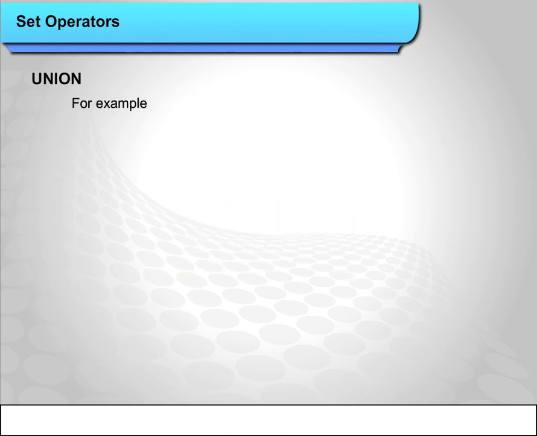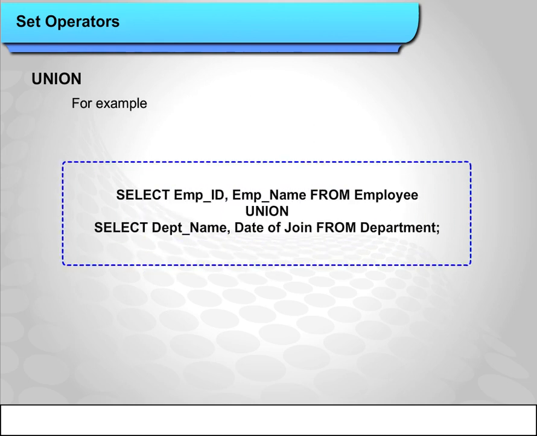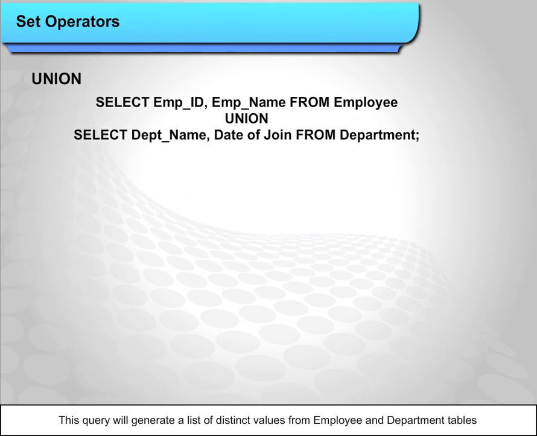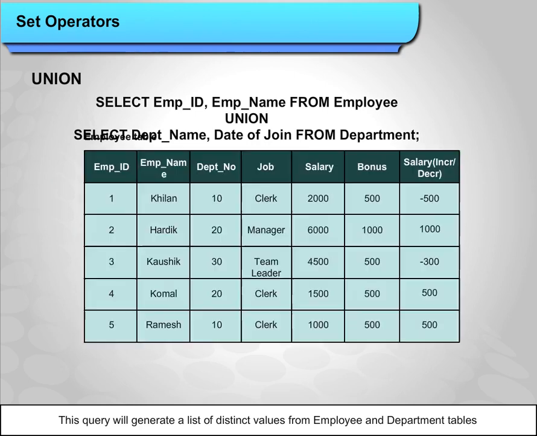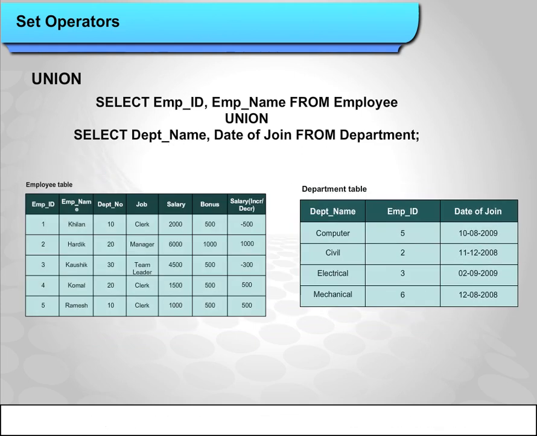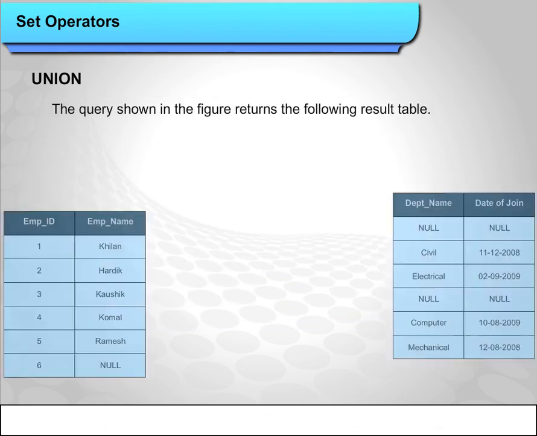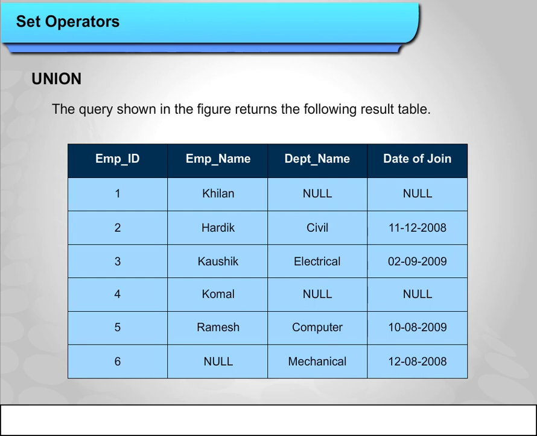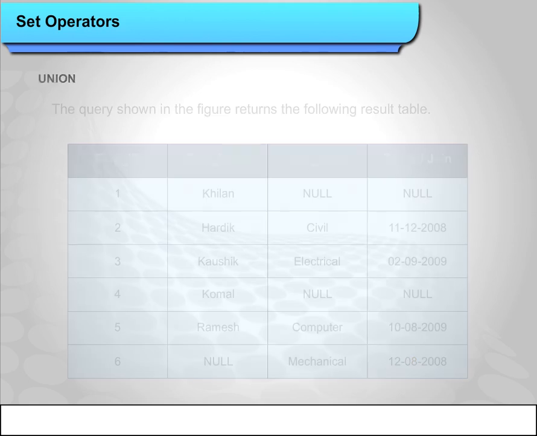For example, select employee ID, employee name from employee, union, select department name, date of join from department. This query will generate a list of distinct values from employee and department tables. The query shown in the figure returns the following result table.